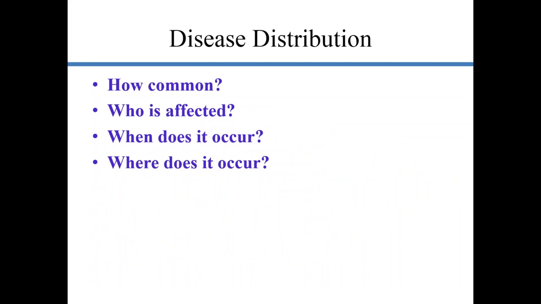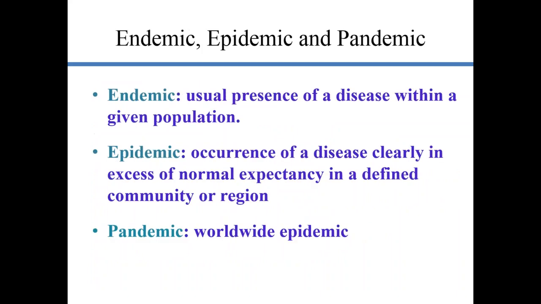So, disease distribution, how common is it? Who is affected? When does it occur? Where does it occur? Basic questions in epidemiology. Starting with the first one.